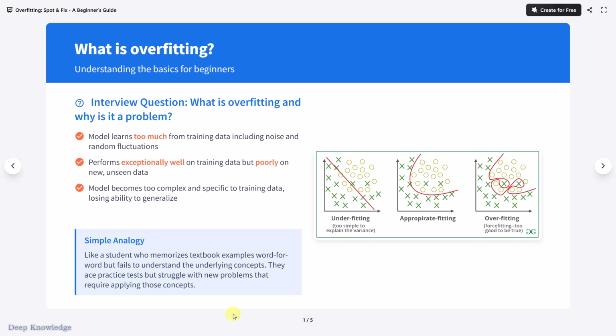For me, I have been asked this question during my interviews, and I also like to ask this question to interviewers. So this is called overfitting, and today we are going to show you overfitting in the simplest way possible.